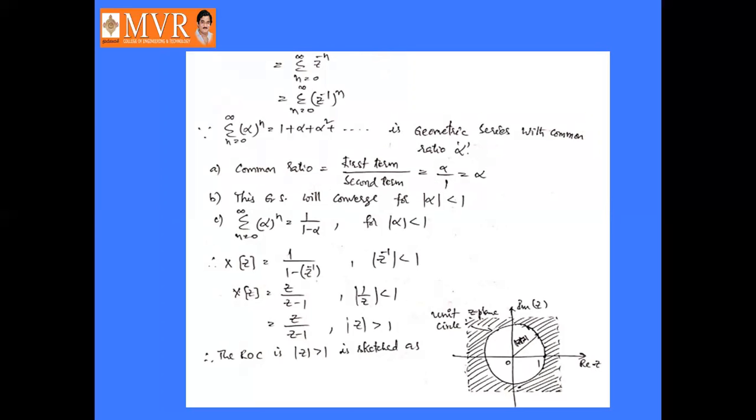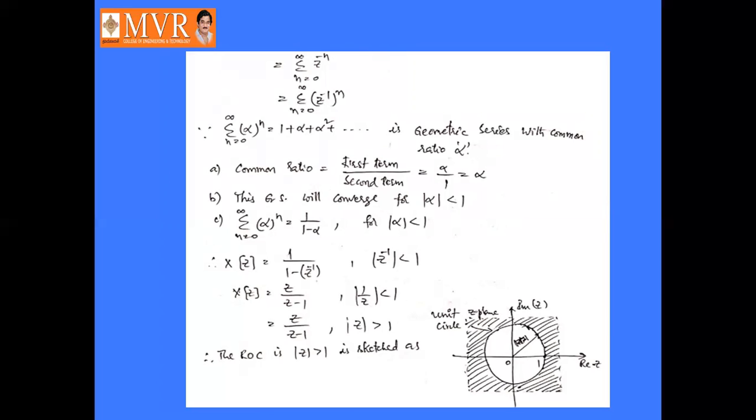What is the second term here in this series? Alpha is the second term. What is the first term? 1. So common ratio is alpha, the ratio of the second term to the first term. Alpha by 1, that is alpha. So the geometric series will converge for mod alpha less than 1.